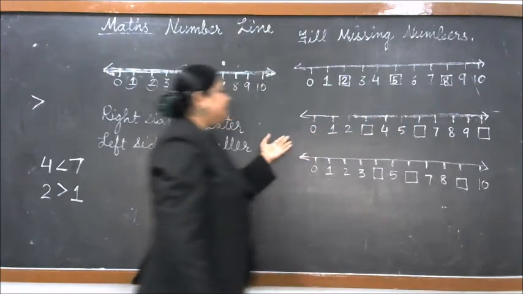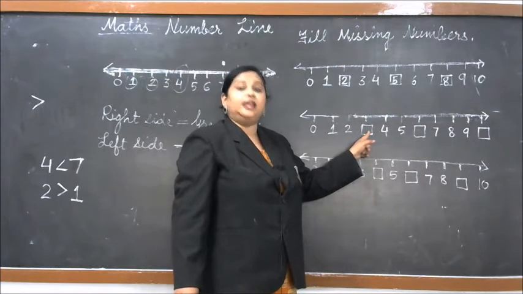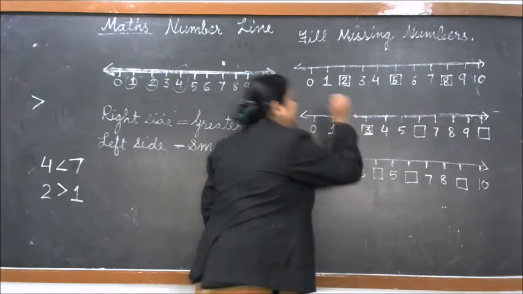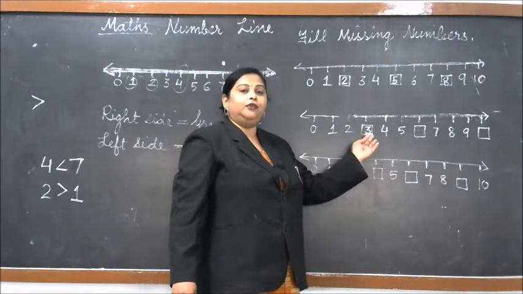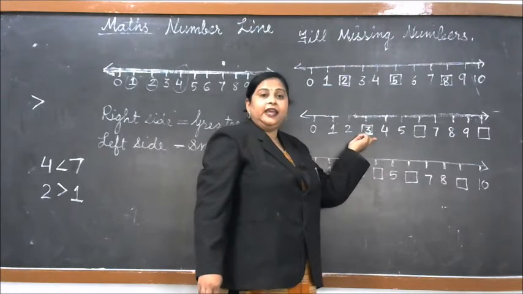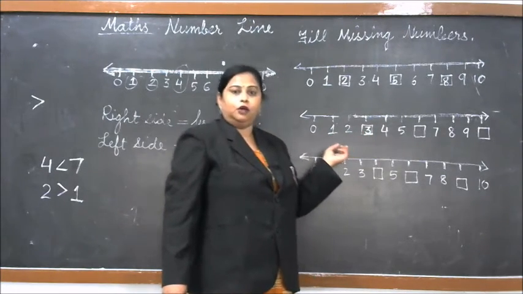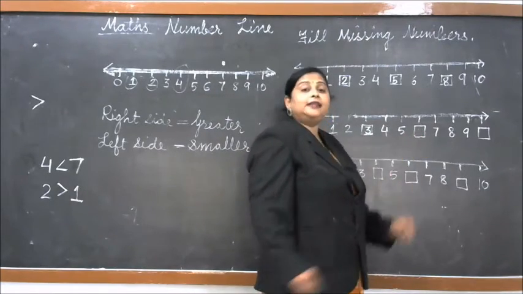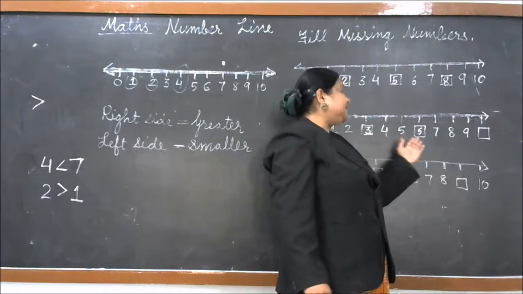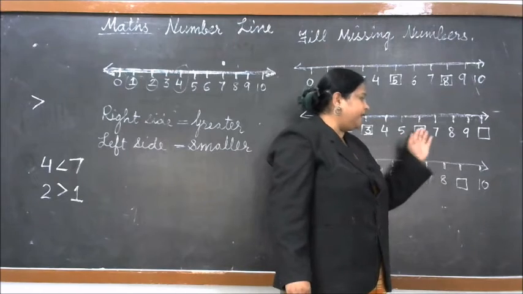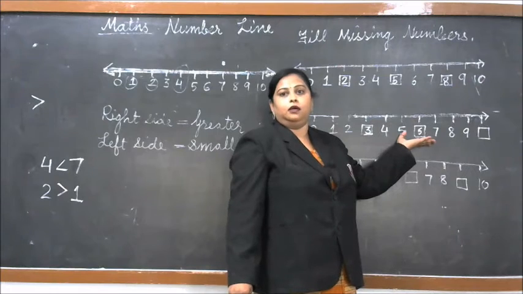Okay. Now, the second one is 0, 1, 2. Which number do I have to write here? 3. Okay. 3. That means before 4 you have to write 3, and after 2 you have to write 3. That means 3 is the number in between 2 and 4. Got it? Now, after 5 I have to write 6. That means 6 comes after 5 and before 7, and 6 comes in between 5 and 7.